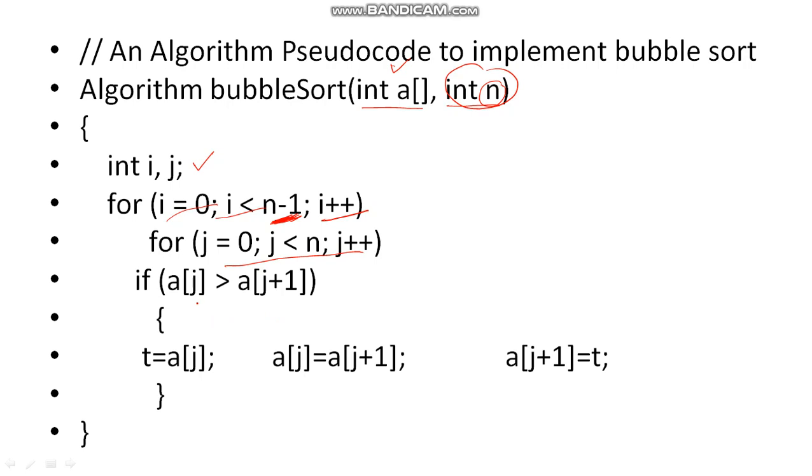Each time, if A of j is greater than A of j plus 1, we are comparing two consecutive elements. If the first is greater than the second, then we have to exchange them. In order to exchange them, I am using t equal to A of j, A of j equal to A of j plus 1, and A of j plus 1 equal to t. This is a swapping method. You can even do it by calling a function, and there are different methods to do that. Here I am utilizing 3 units of time for each swap.